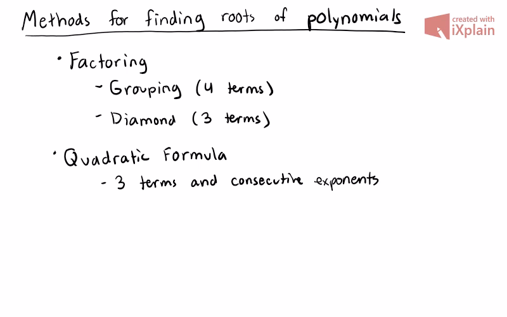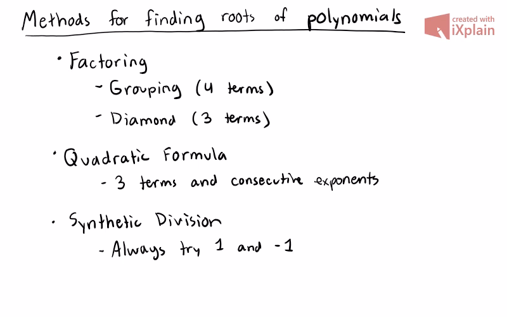So if factoring and the quadratic formula won't work, then the last option that we have is synthetic division. And if you don't know how to do synthetic division, you can look at the video for section 5-4, which says dividing by polynomials. And for synthetic division, I would recommend always try dividing by 1 and -1 first.